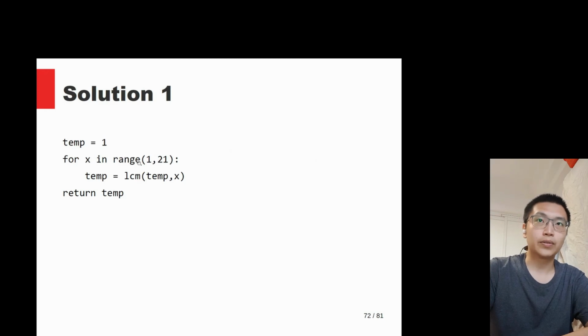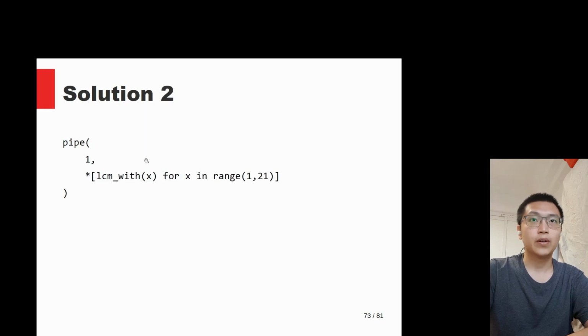So one solution would be to use the for loop over here. I use a temp variable over here, and then I update this temp value for each number from 1 to 20. So you could do this. Alternatively, you could also use the pipe notation, where you start off with the number 1 and then you LCM with all these numbers x for x in 1 to 20.